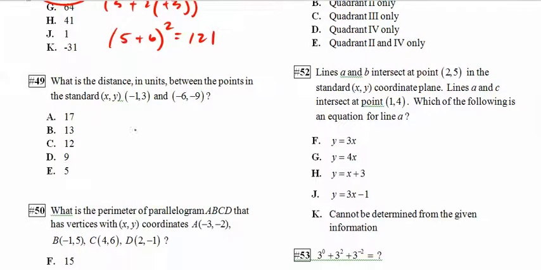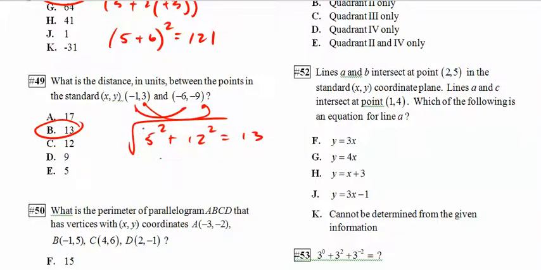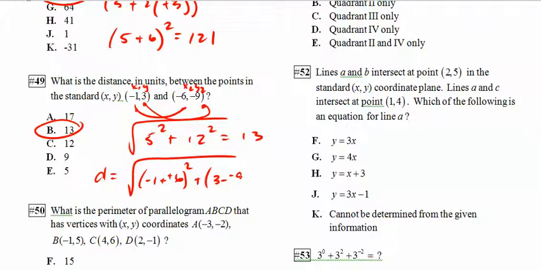What's the distance between these points? Well, -1 to -6 is 5. 3 to -9 is 12. Use the Pythagorean Theorem, square them, square root, 13. If you'd rather, you could do x1, y1, x2, y2, and go the distance is -1 minus -6 squared plus 3 minus -9 squared, and you will get the same answer.